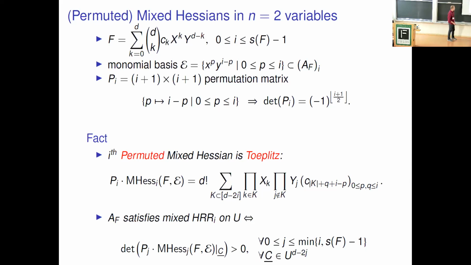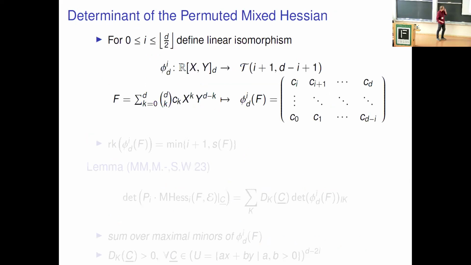Okay. And so now let's try to draw it all together in 3 minutes. Let me remind you of our linear isomorphism that associates a polynomial of degree D to some sort of Toeplitz matrix of dimensions I plus 1 by D minus I plus 1.